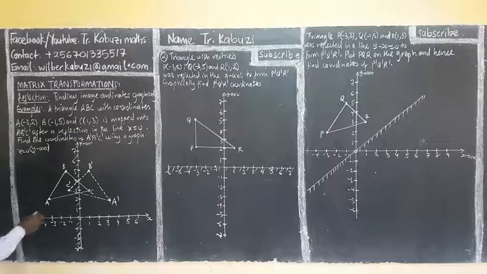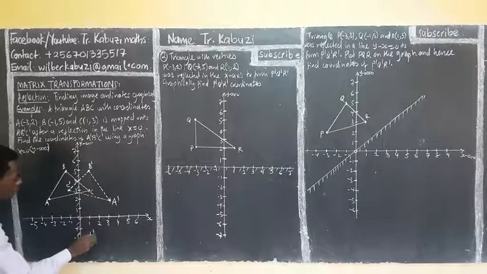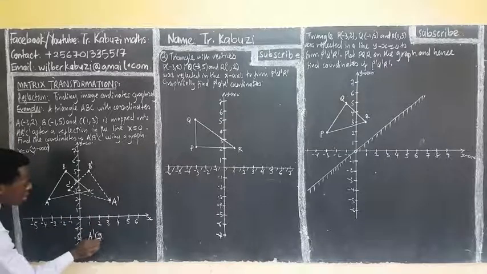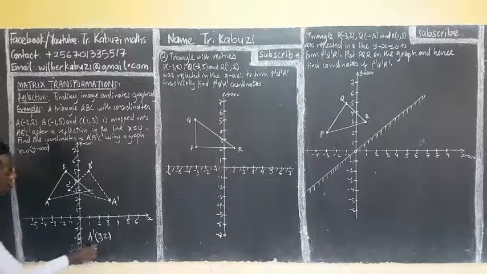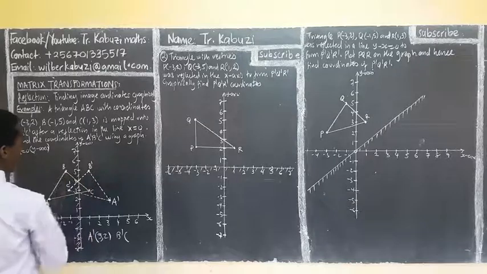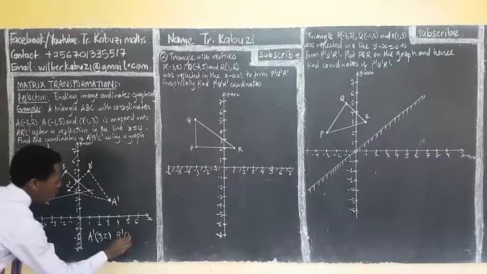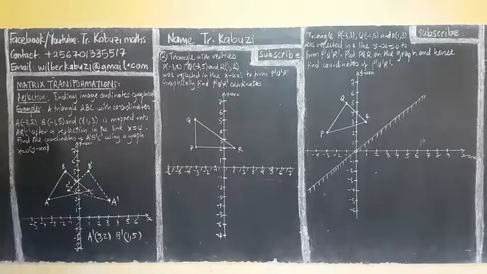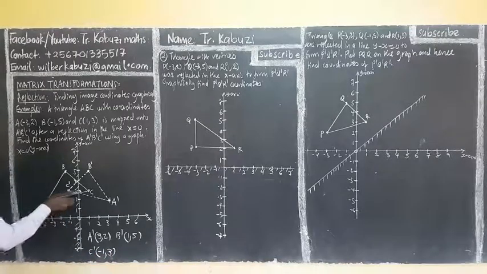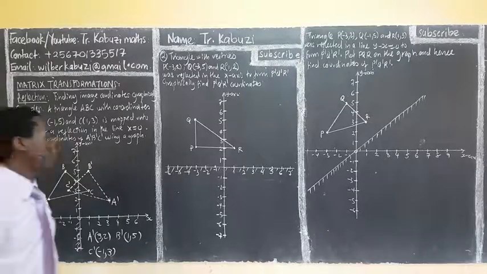To get my coordinates, my A prime is going to be 3, 2. Read the x, then the y. Then my B prime is here, and it is 1, 5: 1 is the x, then 5 the y. Then my C prime is going to be -1, 3. The x is -1 and the y is 3, and we have finished reflecting that.